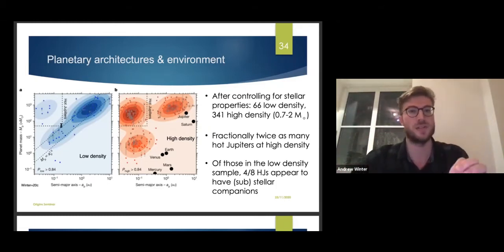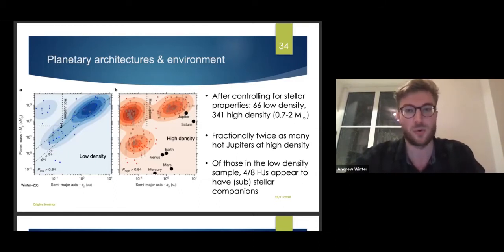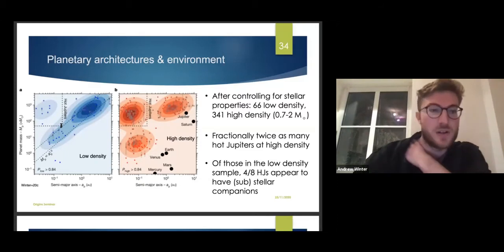Half of those hot Jupiters in low density environments also seem to have substellar companions. So this is a really interesting result.